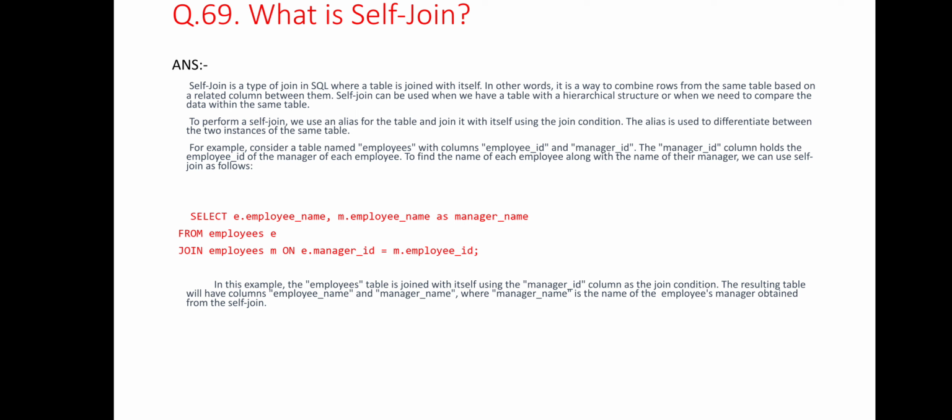In this example, the employees table is joined with itself using the manager_id column as the join condition. The resulting table will have columns employee_name and manager_name, where manager_name is the name of the employee's manager obtained from the self join.